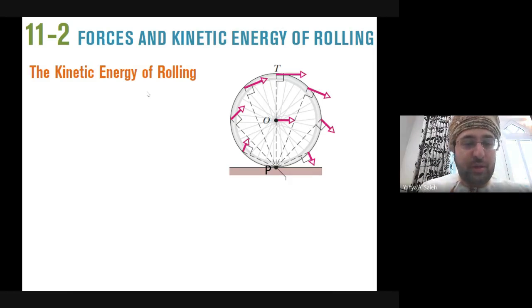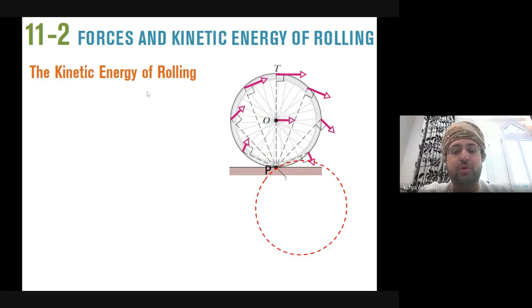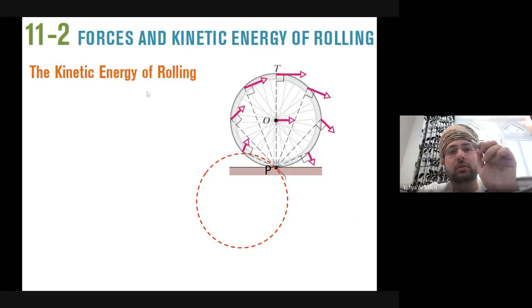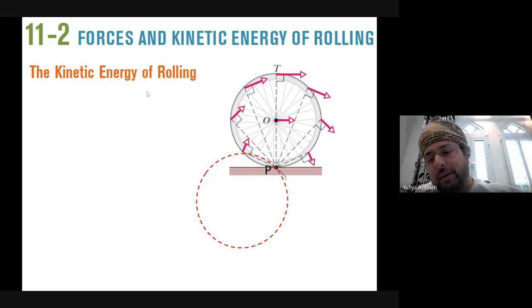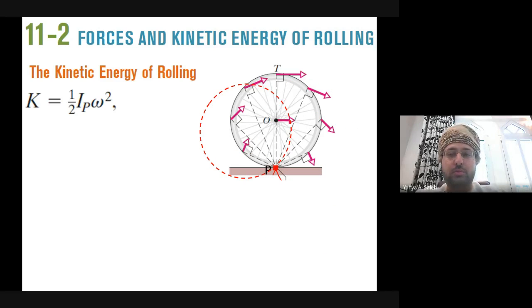So first things first, we have touched on this in the previous lecture, the kinetic energy of rolling. Now, if we take this wheel that we have been focusing on so intently for the past lecture, and we trace its motion, if we choose point P as the point of rotation, now, there's a ground there, so it's not allowed to do this, but if the ground was not there and it was just allowed to rotate, this is what it would do. It would just go in a full circle.